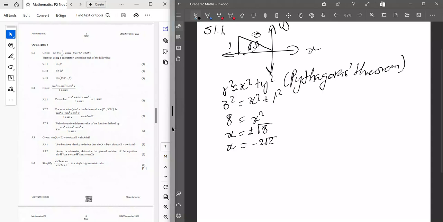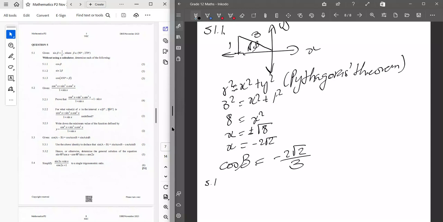Now we can answer the question, what is cos beta? Cos beta is x over r, adjacent over hypotenuse, which is negative 2 root 2 over 3. This is our answer. Okay, we are done.